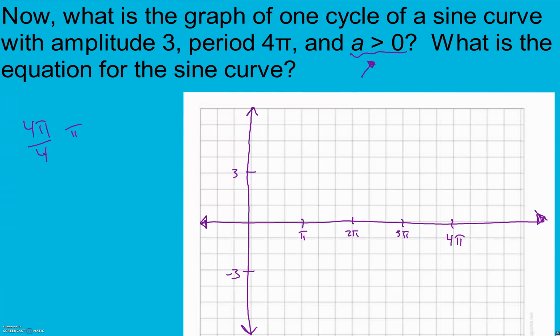Now, since it's sine, I go 0, max, 0, min, 0. Connect my dots, and this continues in both directions. What is the equation for the sine curve? A times sine of b x. Our a value is our amplitude. Here it's a 3 and positive.